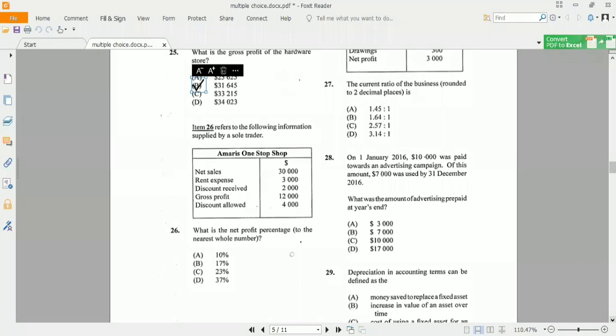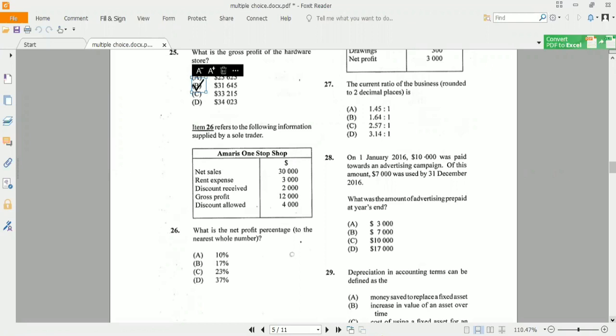Number 26 refers to the following information supplied by a sole trader. And there, you are asked to calculate the net profit percentage. What is the formula in calculating net profit percentage? Gross profit minus total expenses. To find the net profit percentage, oh no, I'm seeing net profit divided by sales times 100.